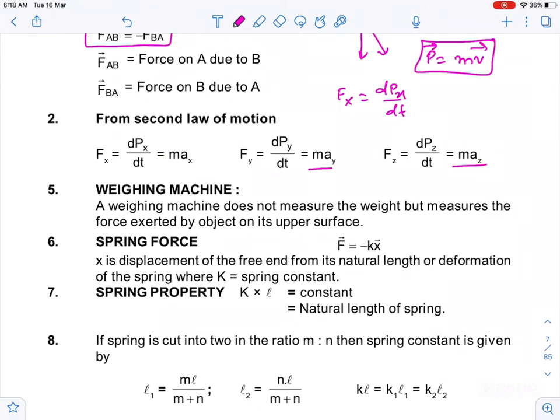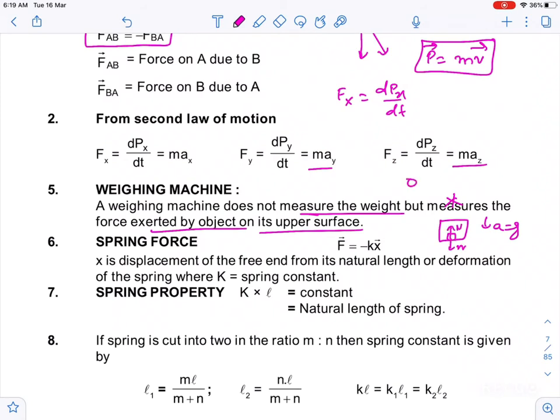Now the weighing machine. Guys, in weighing machine problems, students make a mistake: a weighing machine does not measure weight. What it measures is the force exerted by the object on the surface. So, when a lift falls freely, suppose the string of the lift has been broken, it is now falling with g. In this case the weighing machine will show zero.